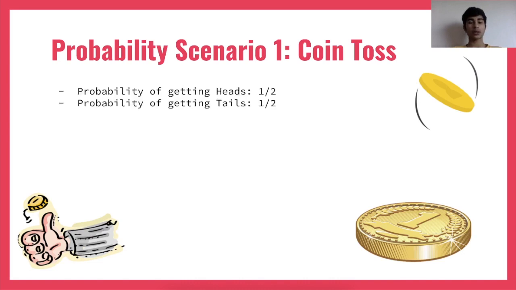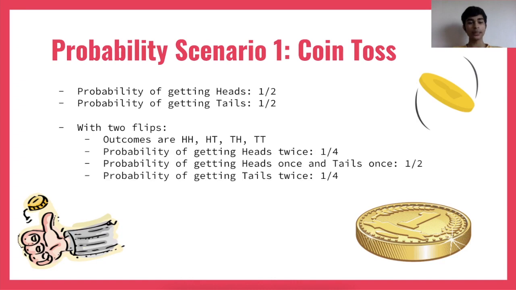If you toss the coin once, the probability of getting heads is 1/2 or 50%, and it's the same for getting tails, assuming that tails and heads are the only things that you can get. With two flips, there are 4 possible outcomes: 2 heads, heads then tails, tails then heads, and 2 tails. Now, out of these 4 scenarios, only once can you get heads twice. So the probability of getting heads twice is 1 out of 4 or 25%. The same thing is true for getting tails twice.